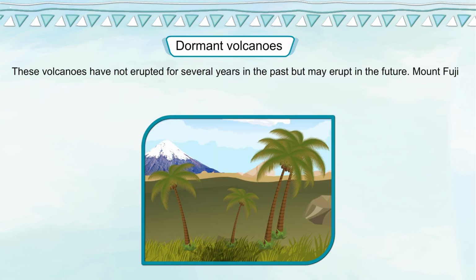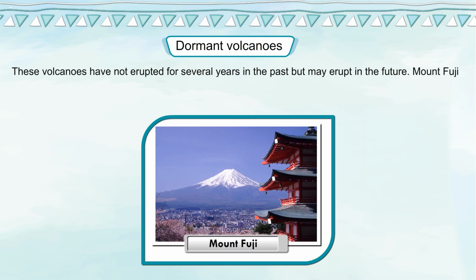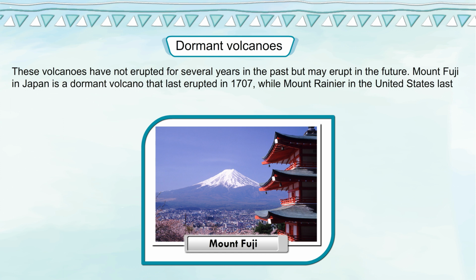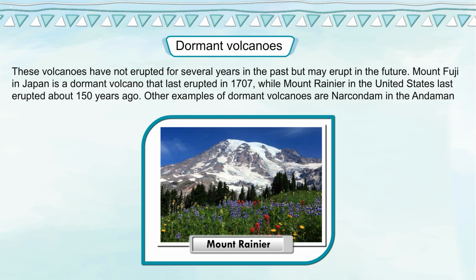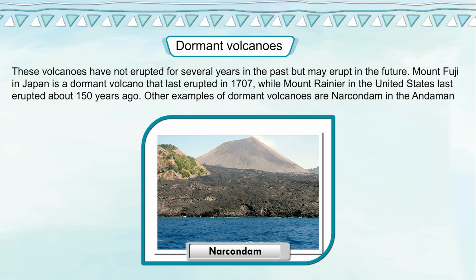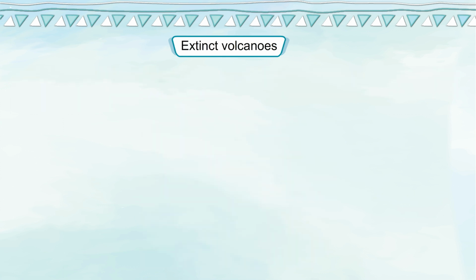Dormant volcanoes. These volcanoes have not erupted for several years in the past but may erupt in the future. Mount Fuji in Japan is a dormant volcano that last erupted in 1707, while Mount Rainier in the United States last erupted about 150 years ago. Other examples of dormant volcanoes are Narcondam in the Andaman Islands and Mount Kilimanjaro in Tanzania.